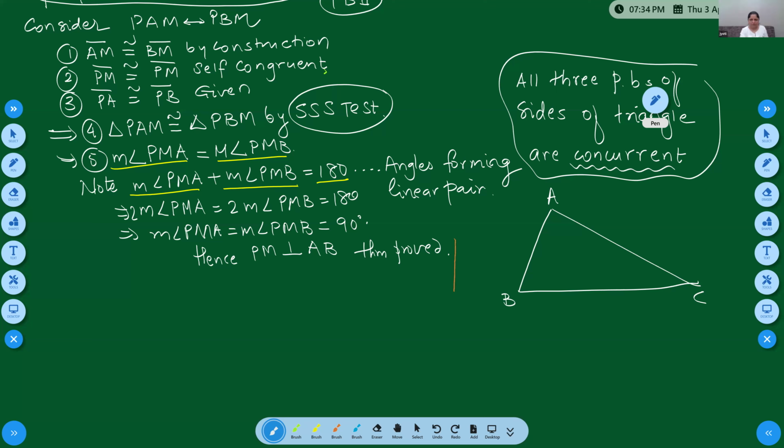Can you please repeat what we have to prove? We have to prove that if we draw all three perpendicular bisectors of the sides of triangle ABC, then they pass through a common point. The point of intersection of all three perpendicular bisectors will be the same.